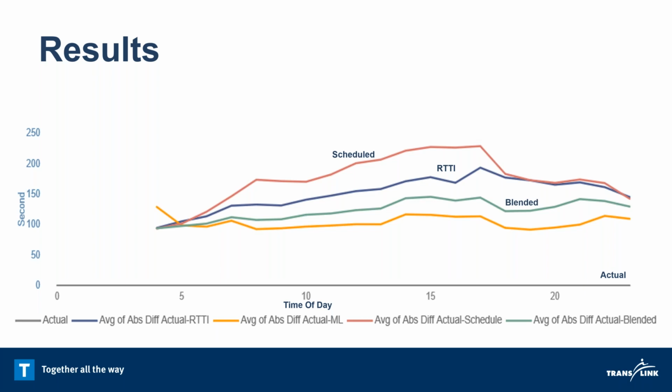This green line here, this is a blended prediction of RTTI and machine learning prediction, because sometimes the machine learning prediction is not always available, so we may blend it with the original RTTI prediction. And finally, the yellow line on the bottom is the machine learning prediction. It is around 1 minute off of the actual time. So as you can see, it's far more accurate than the scheduled or RTTI predictions.